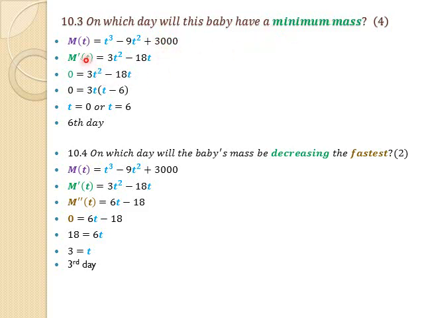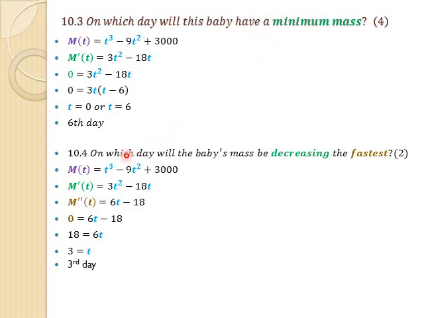Because they said minimum, first derivative equal to 0. So 3t squared minus 18t. Take out 3t as a common factor, so 3t squared divided by 3t: 3 divided by 3 is 1, t squared divided by t gives me t. 18 divided by 3 would give me 6. So therefore t equals 0 or t equals 6. So on the 6th day the baby will have a minimum mass.